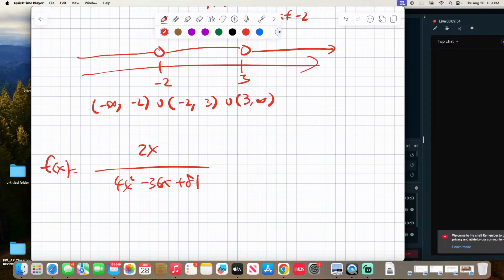Number 2. What? It can't equal 9/2. I want an interval notation.